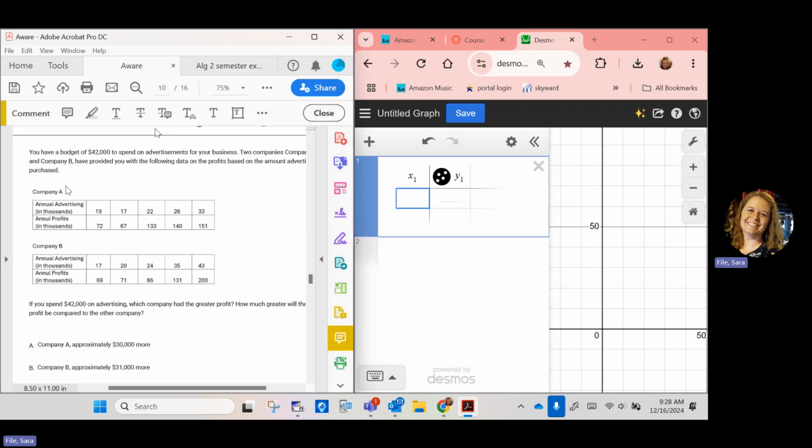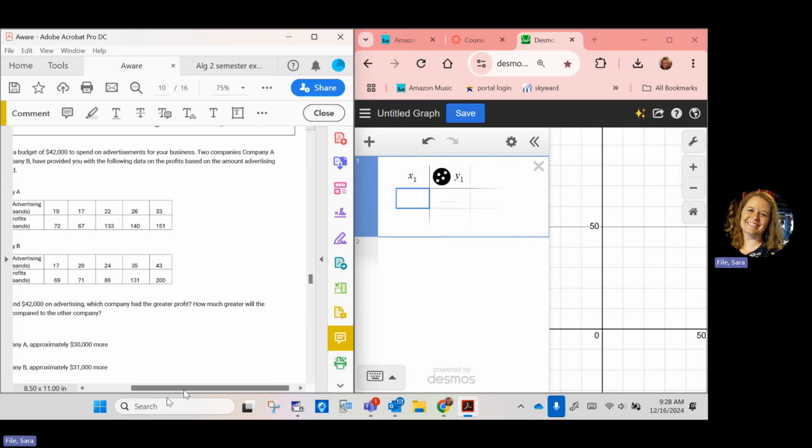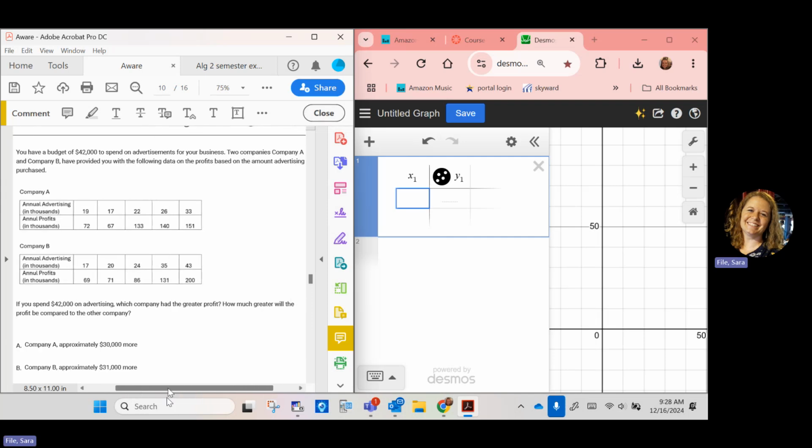So we're on 27 now. This one says you have a budget of $42,000 to spend on advertising for your business. The two companies have provided you with the data on the profits based on the amount of advertising purchased. Which company is going to give you the greater profit, and how much greater would that profit be compared to the other? So we're going to have to do this twice.